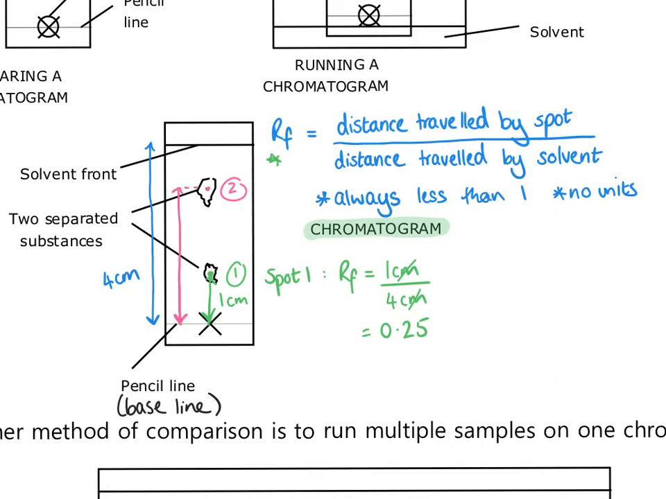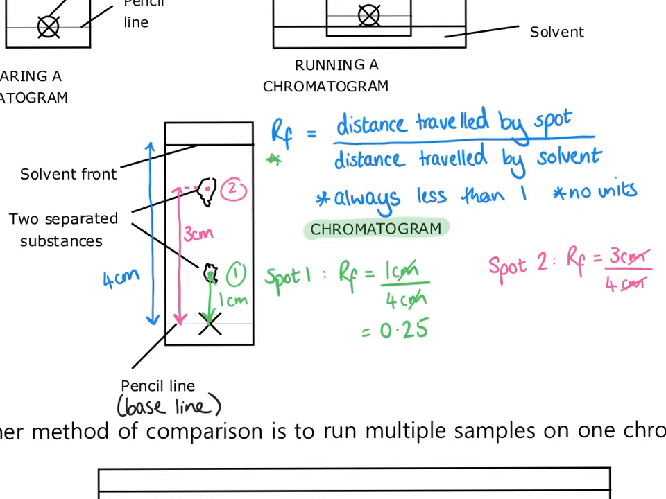And again, we measure from the centre of the spot down to the baseline. So it's always measured from baseline because, think about it, that's where the spot started. And that's where the water started to travel up and bring the spot with it. So I want you to mark on that spot 2 has travelled 3 centimetres. So let's work out the RF value for spot 2. So RF, according to our equation, is the distance travelled by the spot, which is 3 centimetres, divided by the distance travelled by the solvent, which is 4 centimetres.